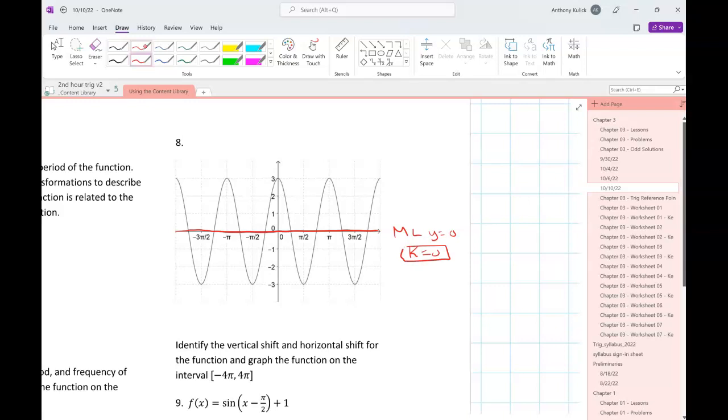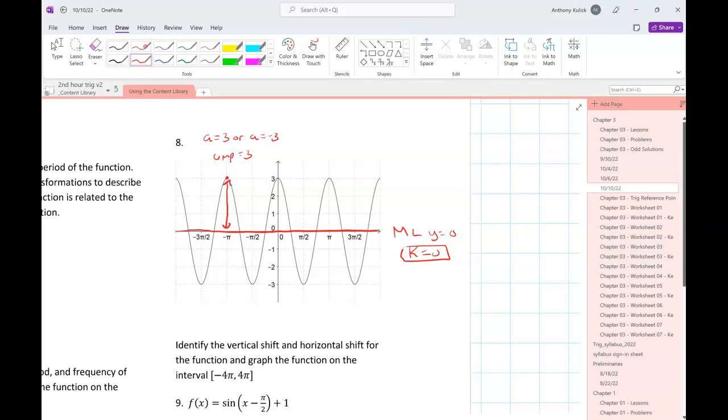The next thing I look for is the amplitude. Remember, the amplitude is the distance from an extrema, like this maximum, back to the midline. So if I count that, that looks like 3 units. And since the amplitude is the absolute value of a, that tells me a could be then 3 or -3.